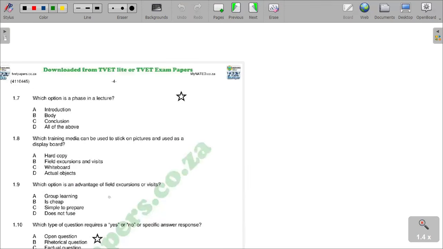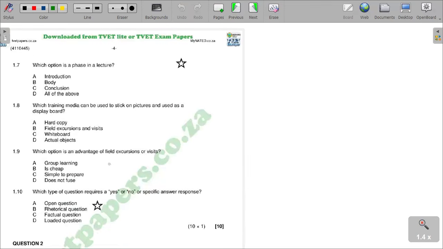The next question, which is 1.7. Which option is a phase in a lecture? There is introduction, body, and conclusion, right? So a lecture can introduce a topic, and then in the body you give an in-depth explanation of points, and you make a conclusion, which is all of the above, which is D. Right. Let's move on to 1.8.